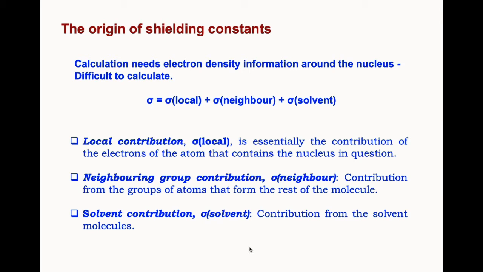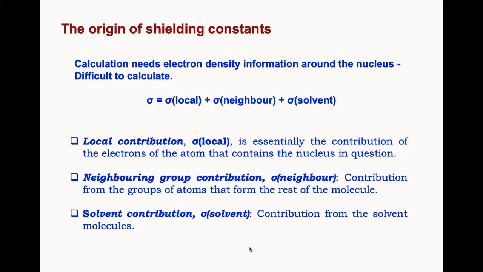One is the local contribution. The local contribution mainly comes from the electron density around the particular nucleus which is being studied. The second one is the neighboring group contribution. This contribution mainly comes from the neighboring atoms and the electron density around those atoms. The third one is the solvent contribution. The solvent contribution mainly comes from certain types of solvent. When you are using certain types of solvent, especially the aromatic solvents, they contribute to some extent to the total shielding constant.